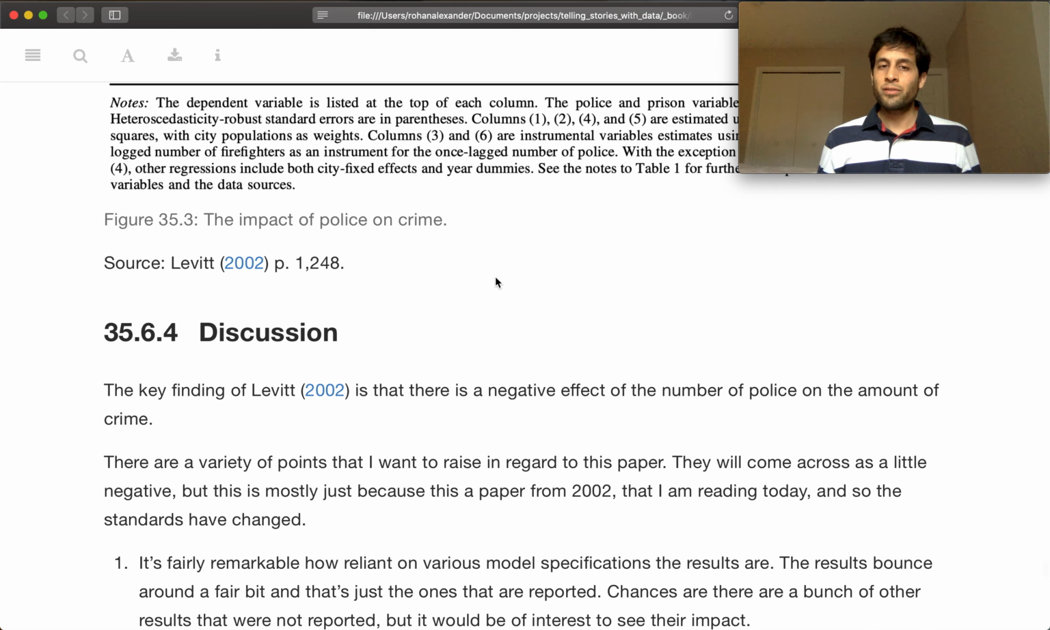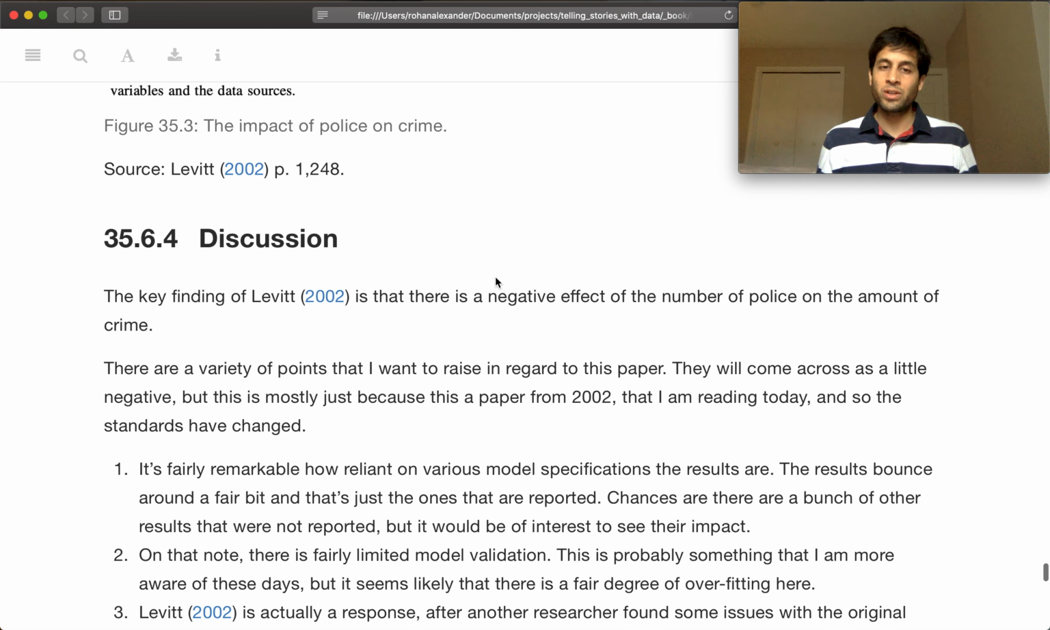So I want to make a few brief comments, mostly to do with open science and things like that, in light of the Steven Levitt paper. He finds that there is a negative effect of the number of police on the amount of crime, and so that's good.